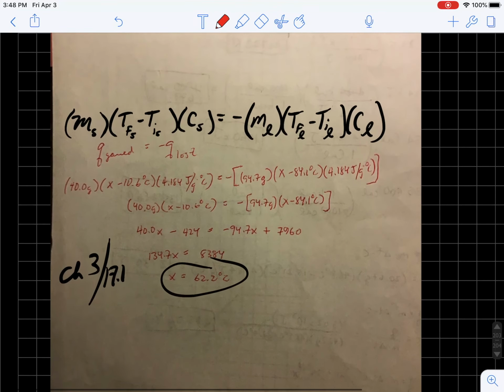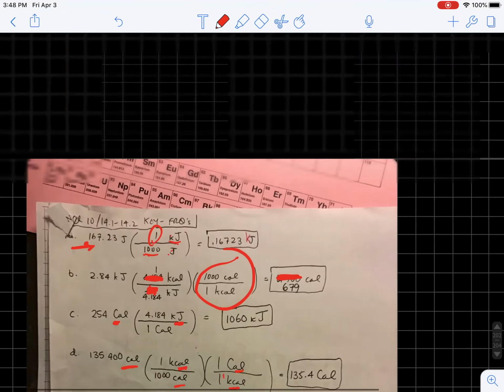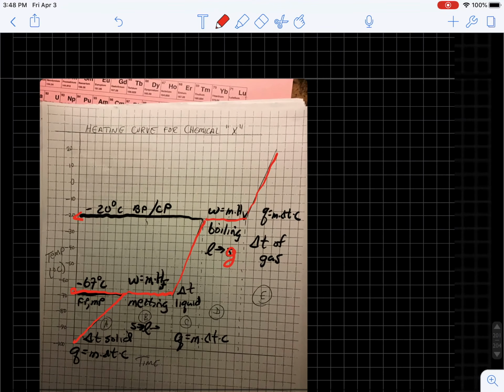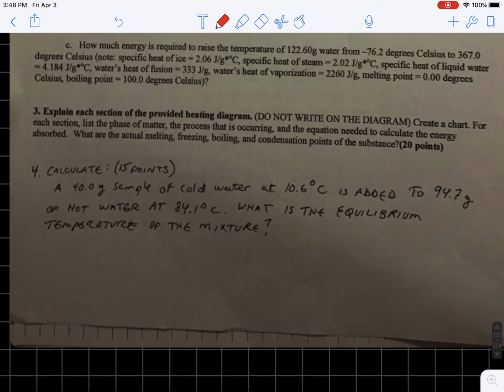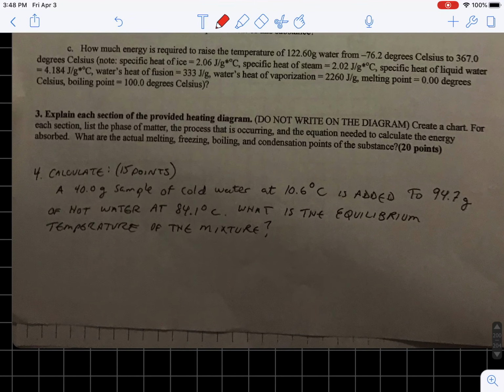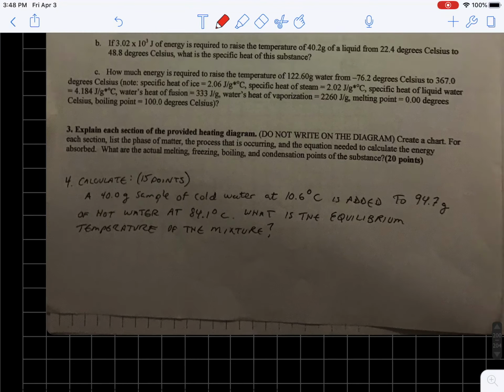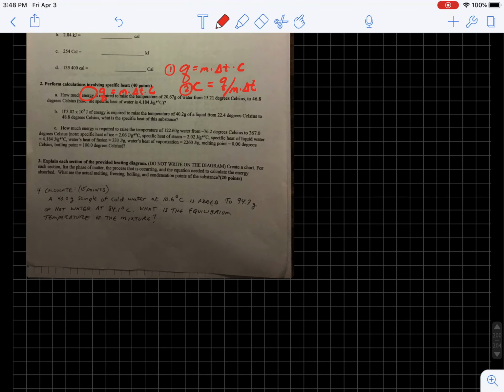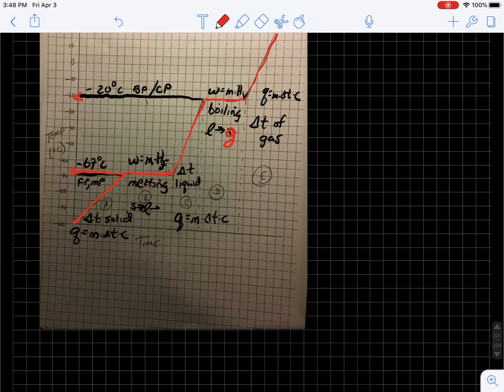Okay, in the last problem, well, I should show you the problem first, but it's a pain. Hey, okay, here it is. My handwritten problem. 40 grams of cold water at a certain temperature is added to 94.7 grams of hot water at a certain temperature. What's the equilibrium temperature of the mix? And this was a Q gained equals negative Q loss problem.